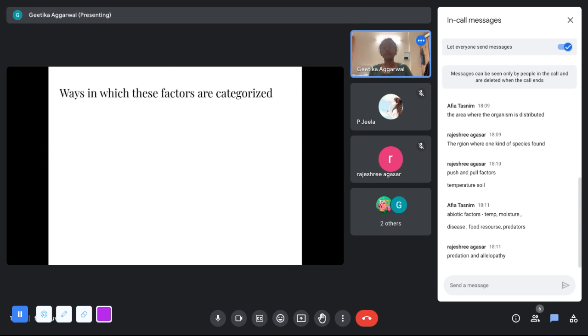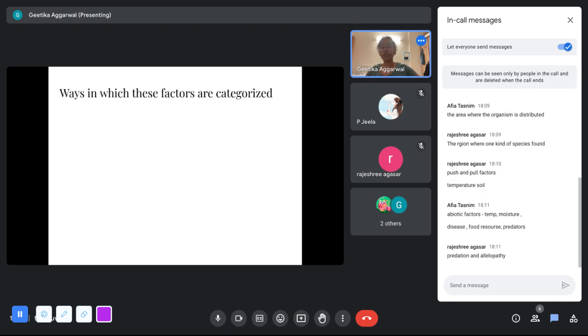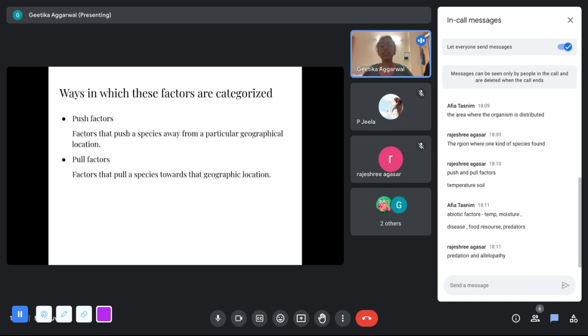So, okay, moving on, the ways in which these factors are categorized. As you mentioned earlier, these are the push and the pull factors. Basically, the push factors are the factors that push a certain species away from a particular geographical location, and the pull factors will be the factors that pull the species towards a particular geographical location. So, can you give me a few examples for push or pull factors? This should be very simple for you by now. What would be some examples of push factors and pull factors?